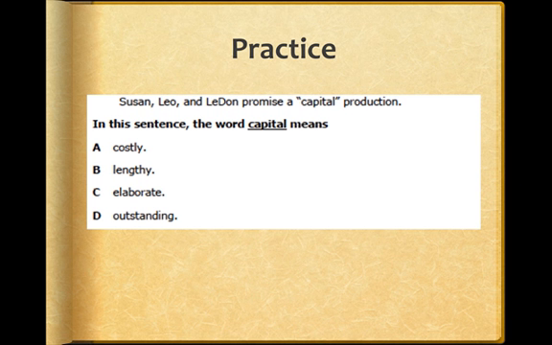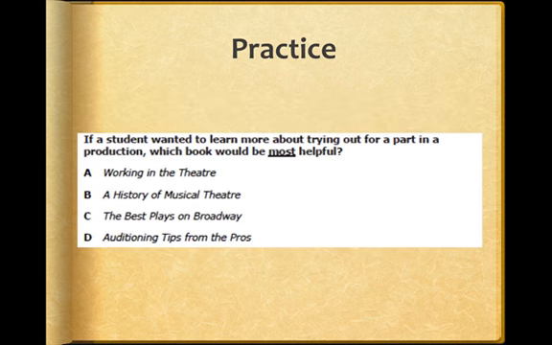Based on the fact that it said a promise a capital production, we could probably eliminate lengthy. We probably could even eliminate elaborate. But we might think cost and capital are still the same thing, so A and D would have been our options. But considering it's talking about an actual production, outstanding would have been a better choice. Great job.